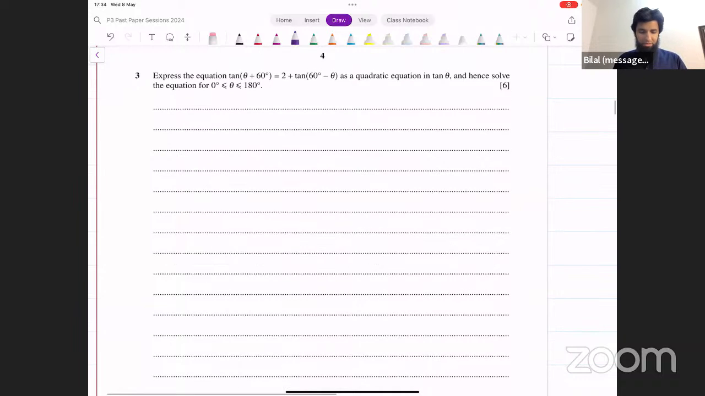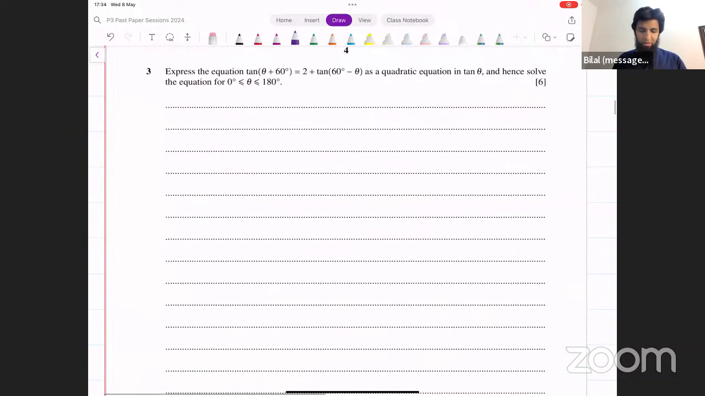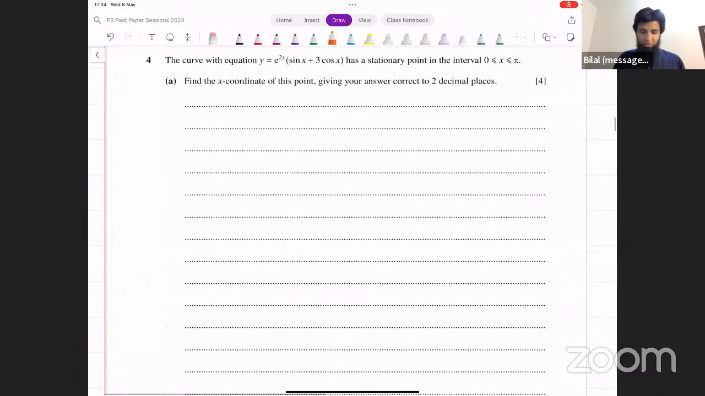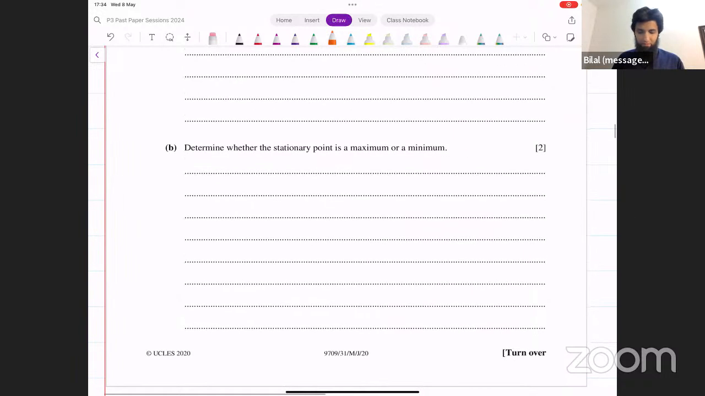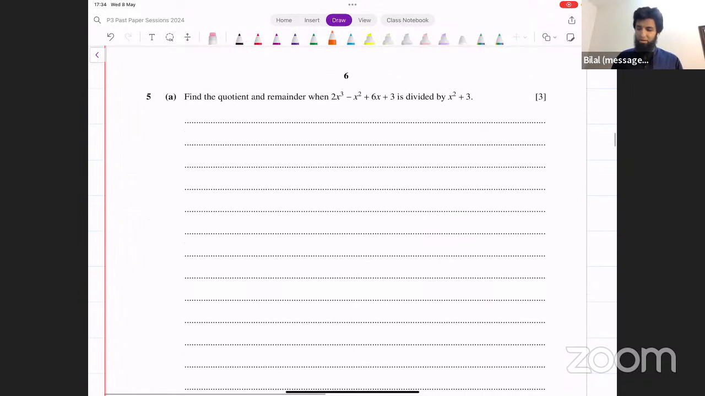Then this is trigonometry. You just have to apply the compound angle identities. You'll get a quadratic equation in terms of tan, and then you can solve that. Again, not that complicated. I'm going to skip this as well. Question number 4, this is about differentiation. You can apply product rule here and then find the second derivative as well. Again, not that difficult.